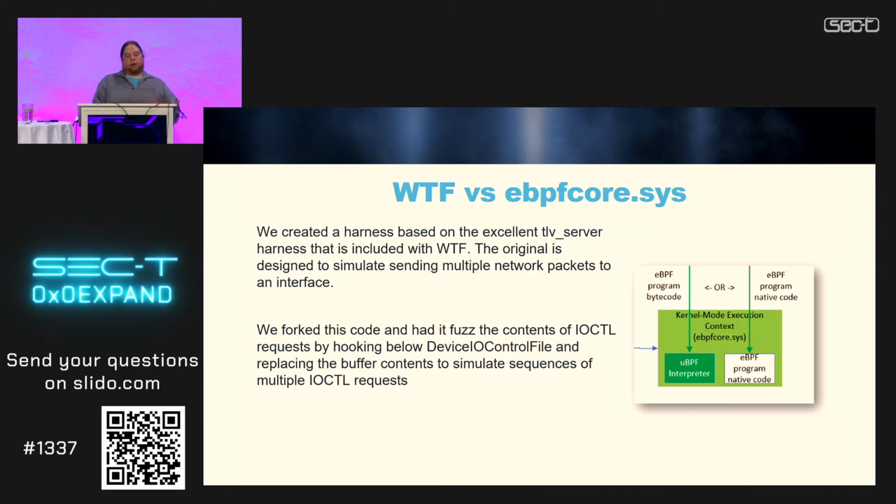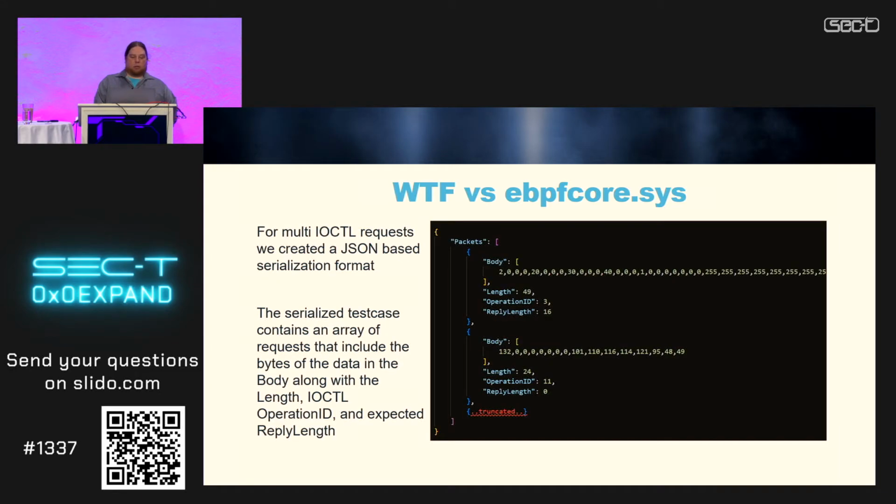So there is a demonstration harness that comes with WTF if you are interested in doing this type of fuzzing, and we forked that and turned it from a network fuzzer into an ioctl-specific fuzzer. And just by hooking kind of on the kernel API side below the device IO control file. And that looks something like this.